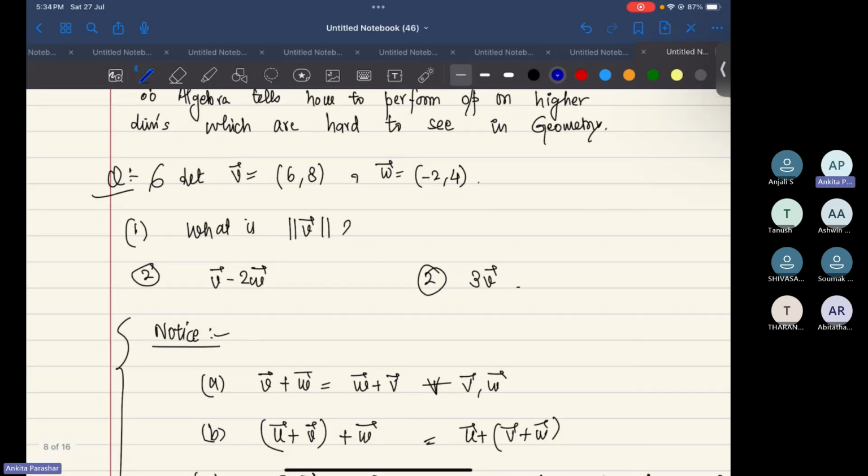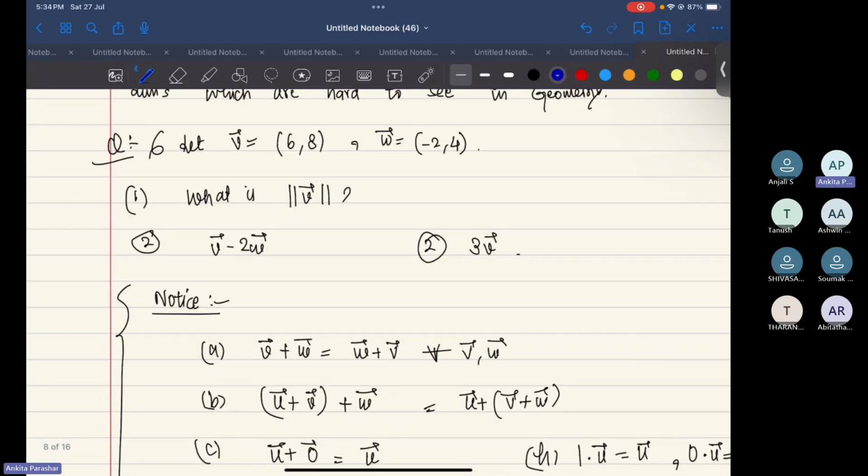All right, here is another question. Suppose a vector is 6, 8. Now this is nothing but the coordinate form. Another vector is minus 2, 4. What is the norm? What do you call this, norm or absolute value? Or maybe magnitude? I think you must know the magnitude. Sometimes we write it like this also.